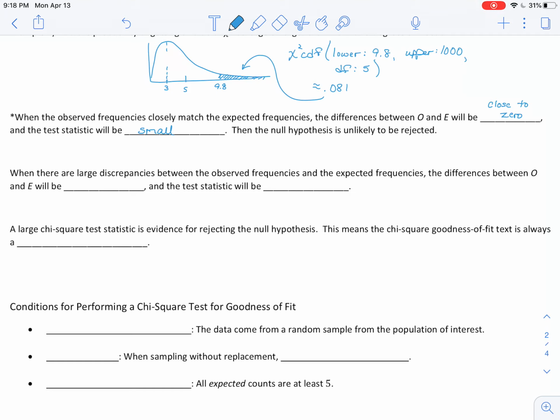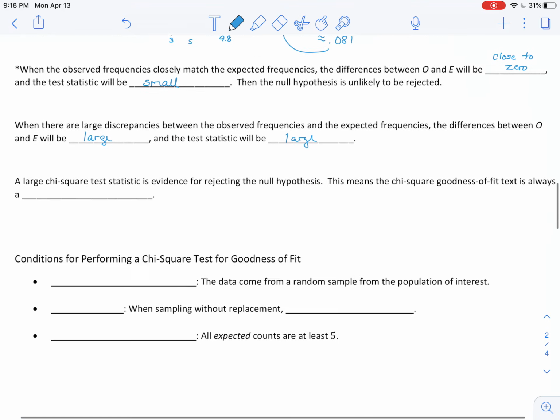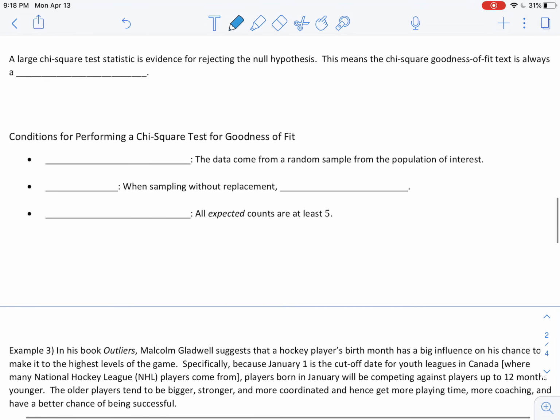So the null hypothesis is not likely to be rejected when you get a small test statistic. When you get large discrepancies between what you're seeing and what you expected, then you're going to have differences that are large, and the test statistic will be large. Which means this region over here, any number over here, should not happen a whole lot if the null hypothesis is true. If you're supposed to be getting what you expect, then these will be very unlikely to occur.